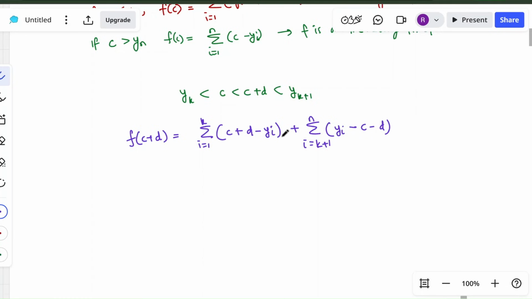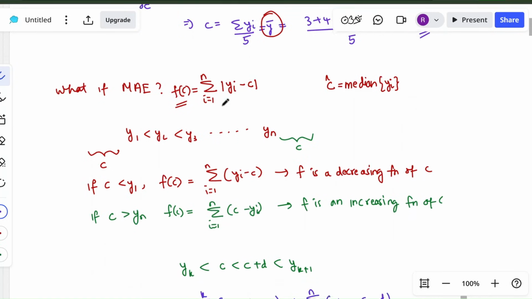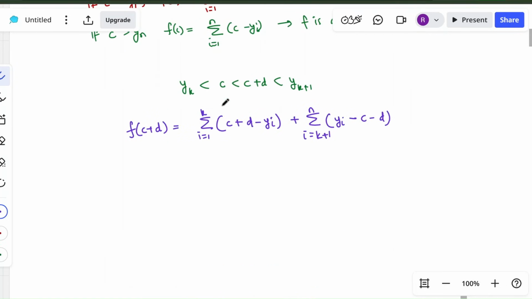What did I just do? Because see, all elements smaller than or equal to yk are all smaller than c plus d. That is why this, right? And the other elements are bigger than that, so that is why this. Remember, we are using this mod function, so it always takes a positive value. That is why I split it like this.